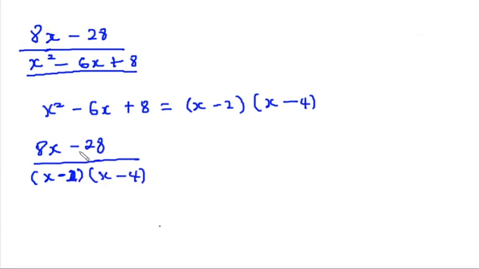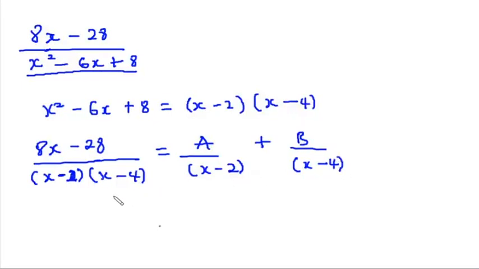Okay, so the next step is to assume that each of these denominators has its own numerator. So this fraction will be equal to a constant, we have chosen a. You can choose b, c, d, e or f here, but I'm going to be using a. Okay, so you have a divided by x minus 2 plus b over x minus 4. So we are assuming that each of these simple factors has a constant numerator.